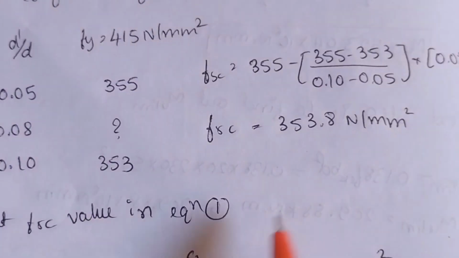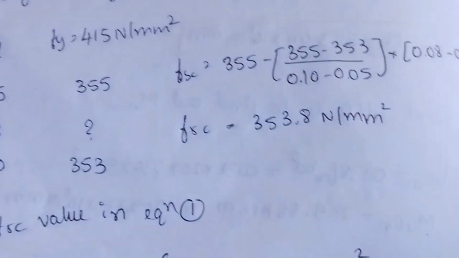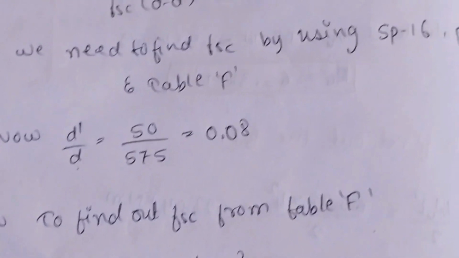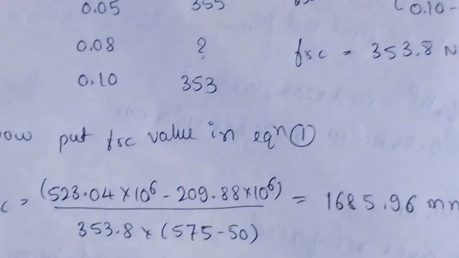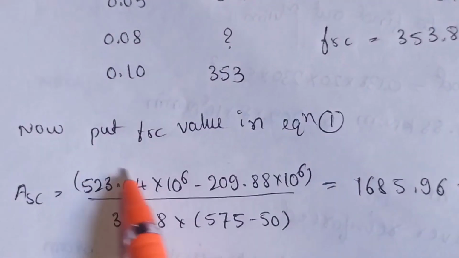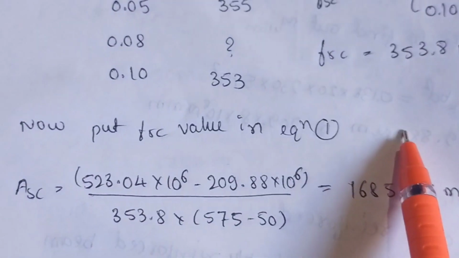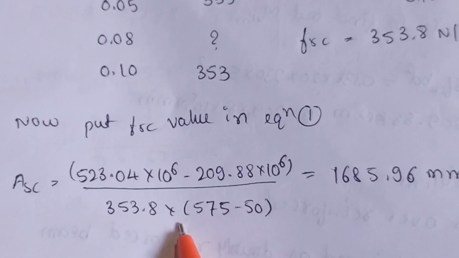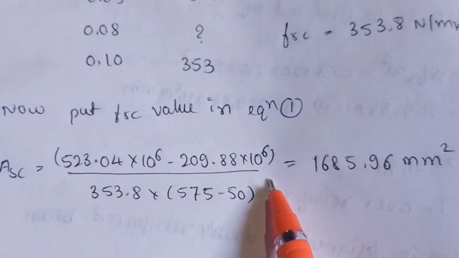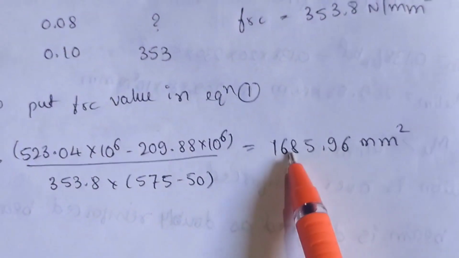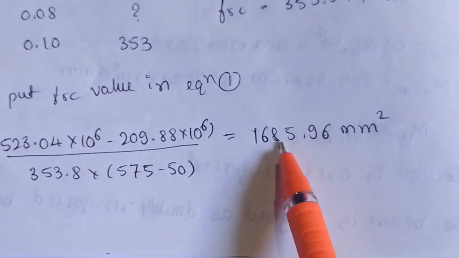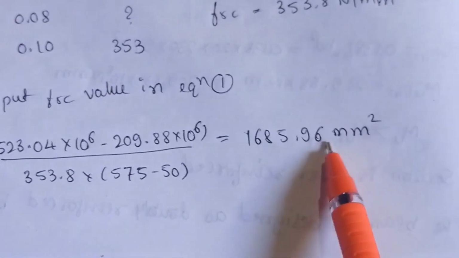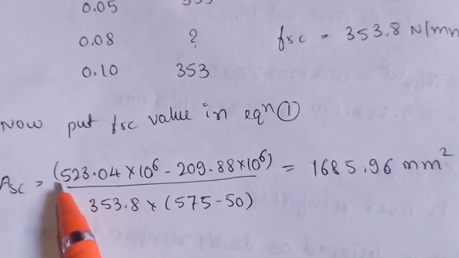Now substitute the FSC value in our equation number 1 to get the ASC value. So our ASC is equal to, substitute all the values. After simplifying, we'll get the ASC value as 1685.96 mm square.